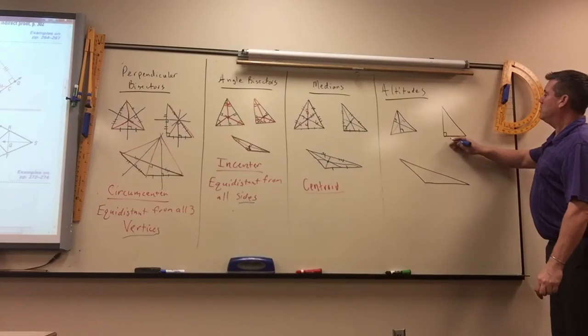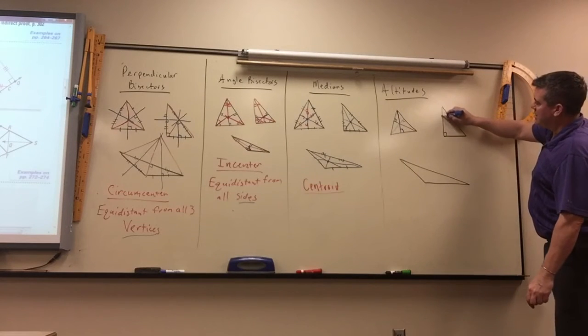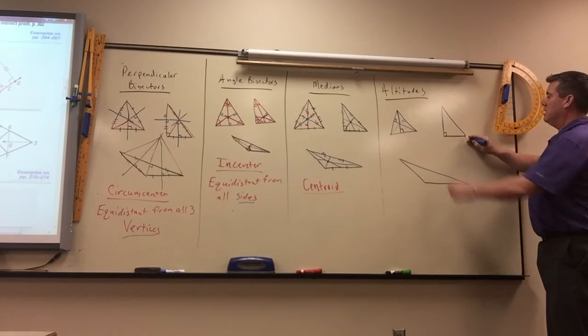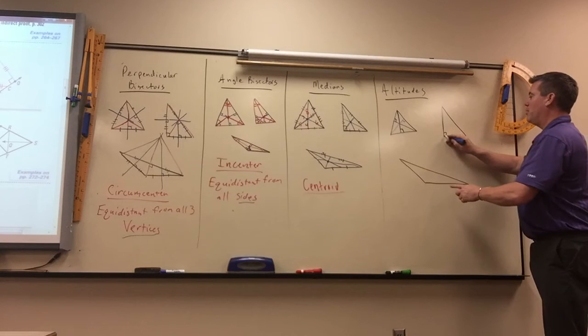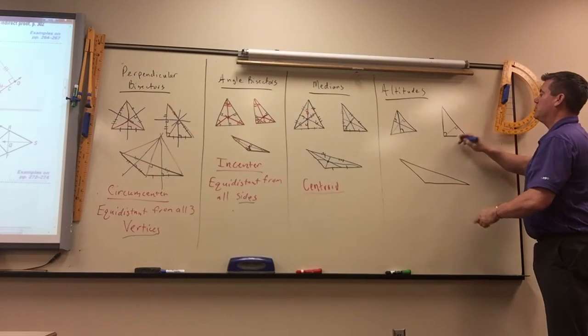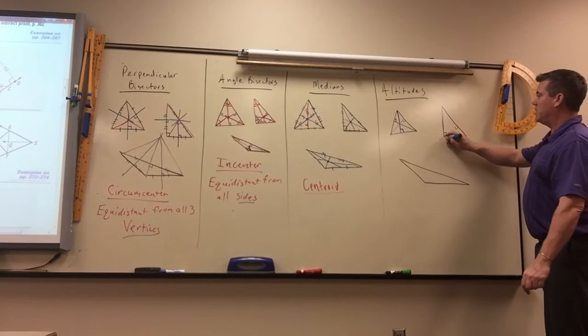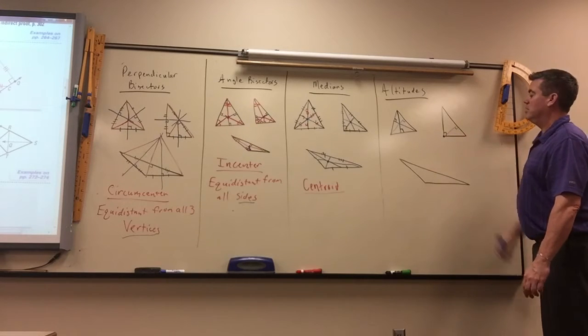So on this one, the altitude of this side is actually the leg itself. The altitude of this one would be that one, and then here would be that altitude. So they intersect right there.